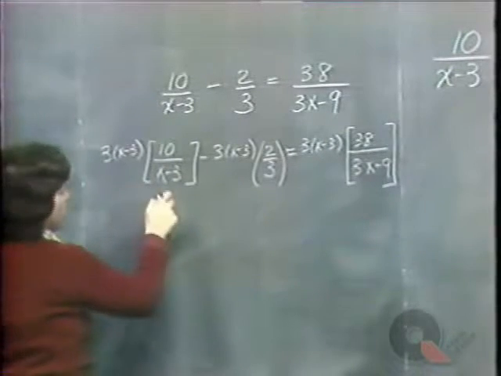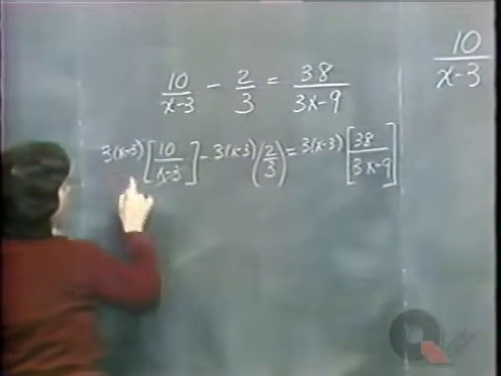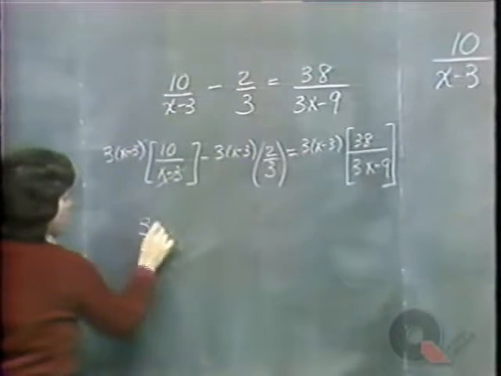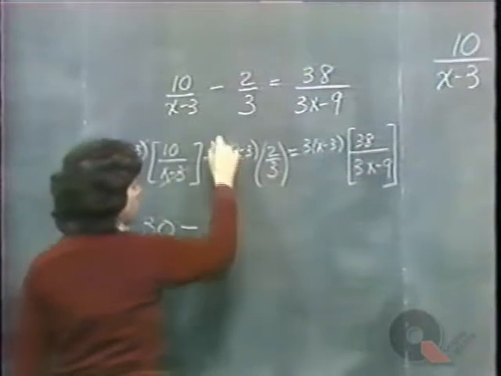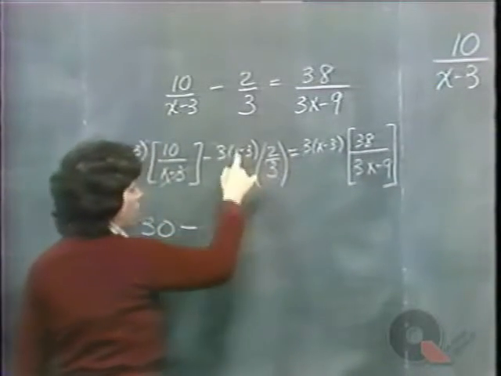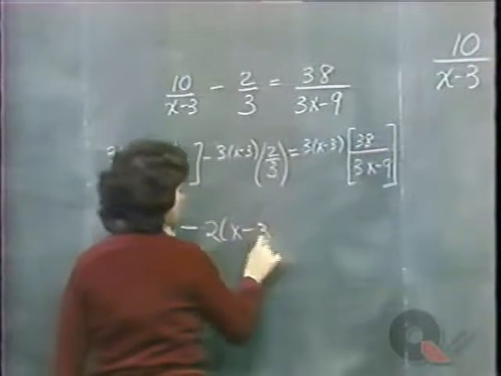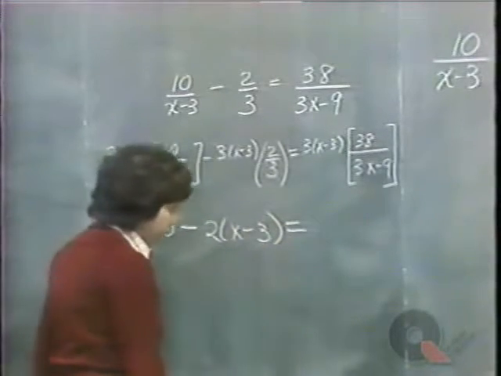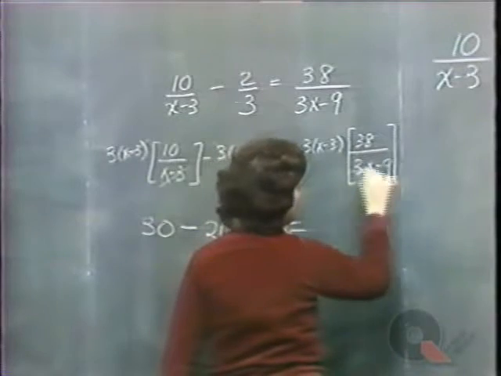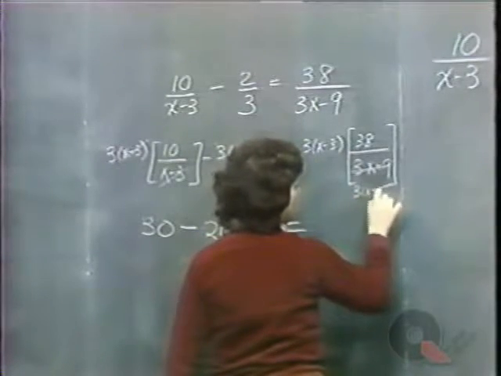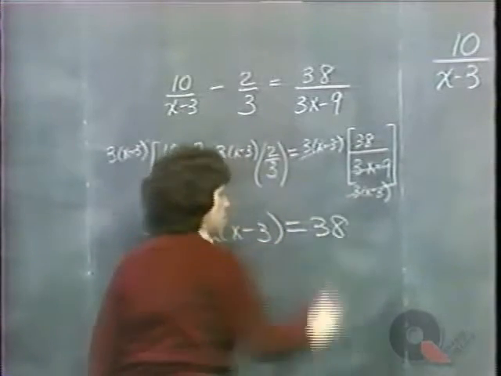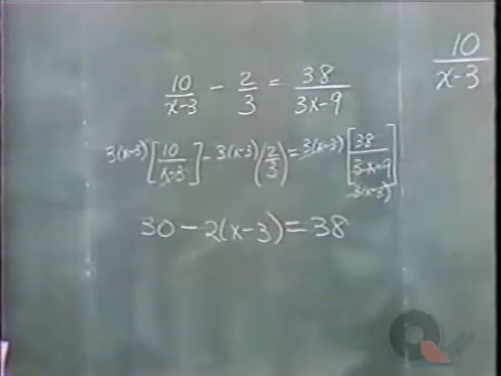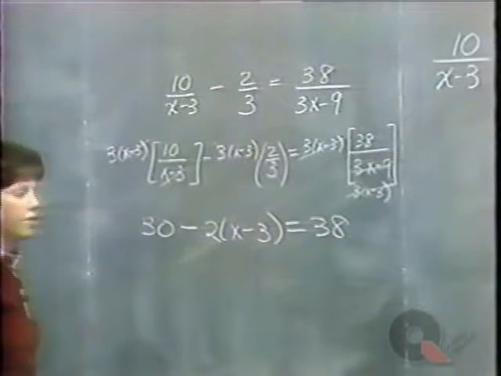In the first term here, the x minus 3's cancel, and we are left with 3 times 10, or 30. Minus, here, the 3's cancel, and we're left with 2 times x minus 3. Here, 3x minus 9, of course, is 3 times x minus 3, and that exactly cancels that, so we're left with just 38. We get 30 minus 2 times x minus 3 in parentheses is equal to 38.